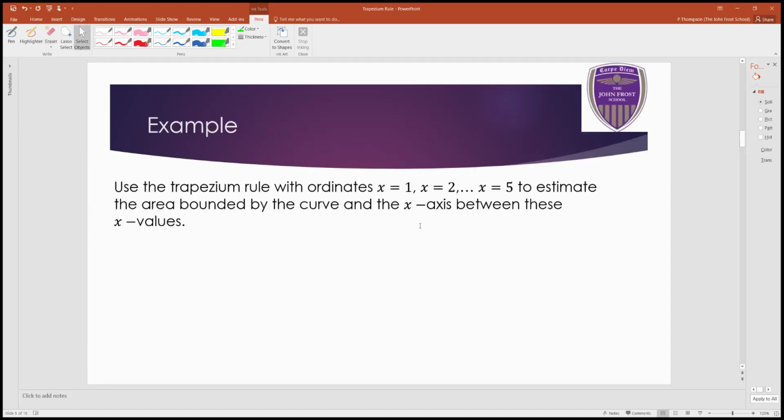So there's an example here. You may want to copy this down because it's got some quite technical terminology in there. Then come back when you're ready.